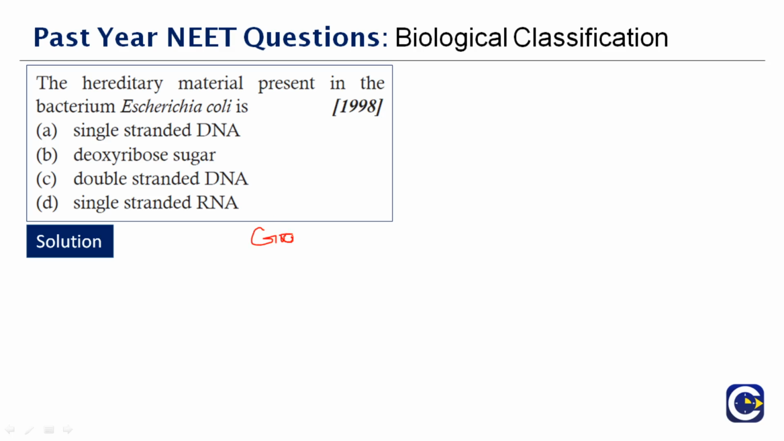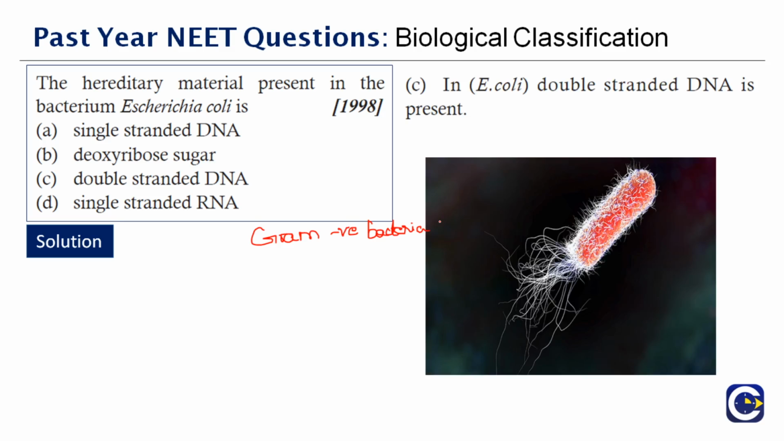It's a gram-negative bacterium. It takes in the pink stain, and sometimes it is said to cause some intestinal infections. They are natural residents of your intestine, but sometimes they might also cause certain infections related to the intestine. Apart from that, the hereditary material present in the bacterium E. coli is double-stranded DNA. The correct answer is option C, and on your right side you can see the picture of E. coli, where the full body is covered with cilia, and it has flagella on one side, and it is lophotrichous. It is understood.